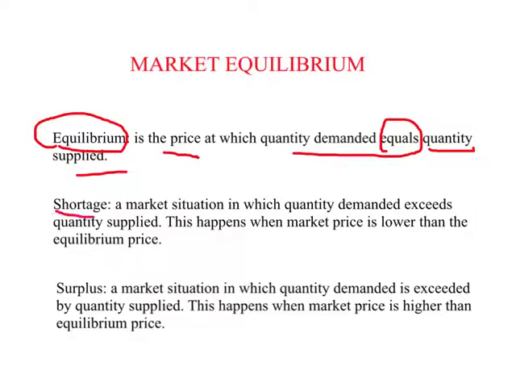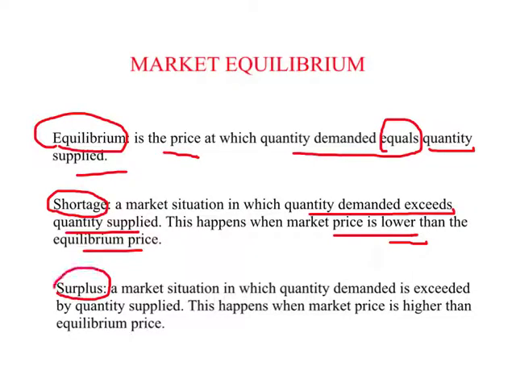Then we know what is a shortage. It is a situation in which quantity demanded is greater than quantity supplied, and this happens when the market price is lower than equilibrium price. Then there is a situation of surplus, a situation in which quantity demanded is less than quantity supplied, and this happens when the market price is higher than the equilibrium price.